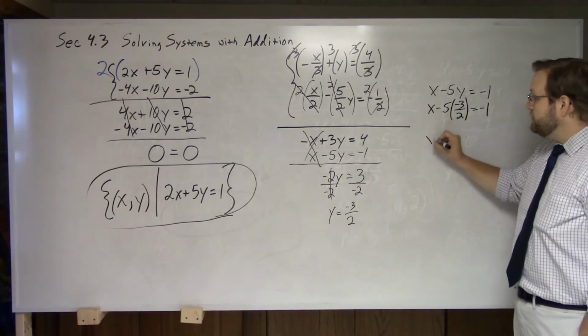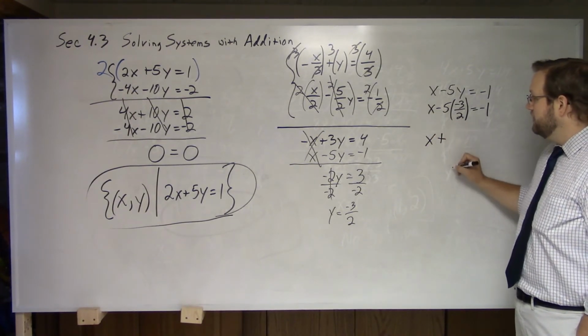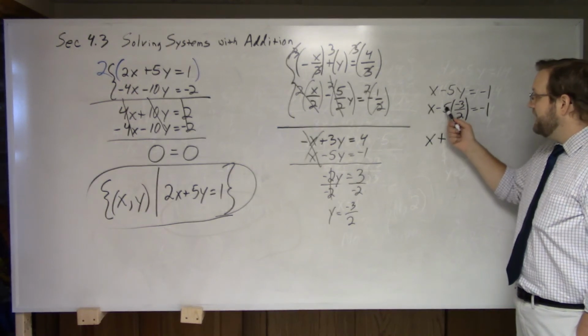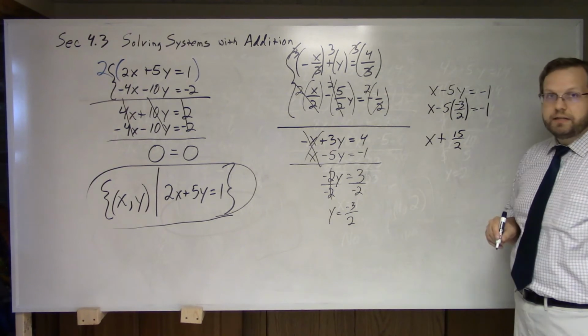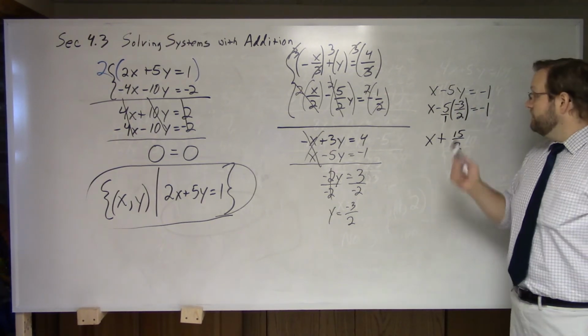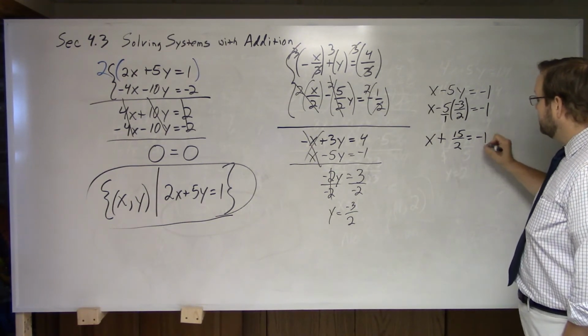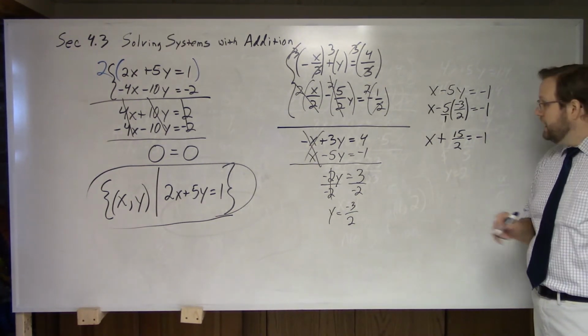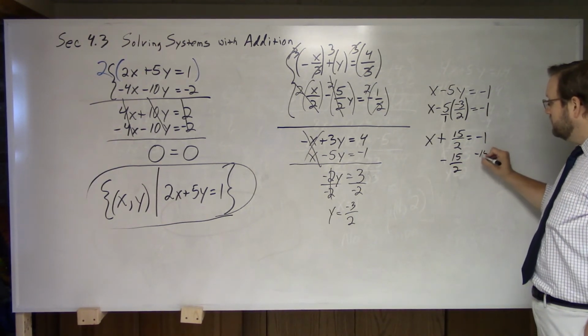Now, take this a piece at a time. Negative times negative is a positive. And then all it is 5 times 3 is 15. And then I carry that 2 over. Because remember, this is a 5 over 1. So 5 times 3, 1 times 2. And then equals negative 1. I then subtract 15 over 2.